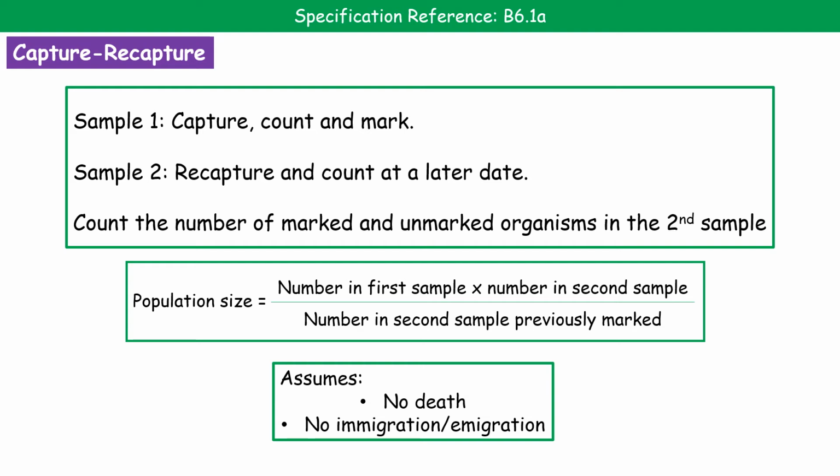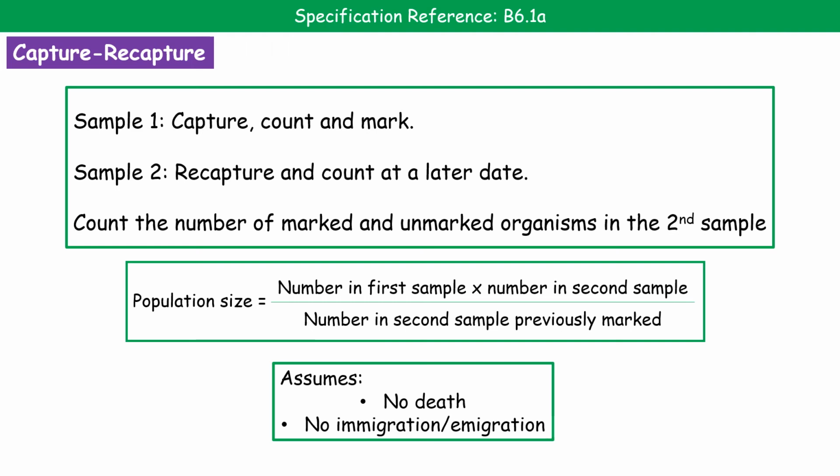What we then do is you count your organisms that you've caught, and you're going to be counting 2 things. First of all, the total number you caught and how many were marked. Once we've got that bit of information, we can work out the total population size. So what we do is your number in the first sample times the total number in the second sample divided by the number that were marked in that second sample. By doing that, we get an estimate of the population size.